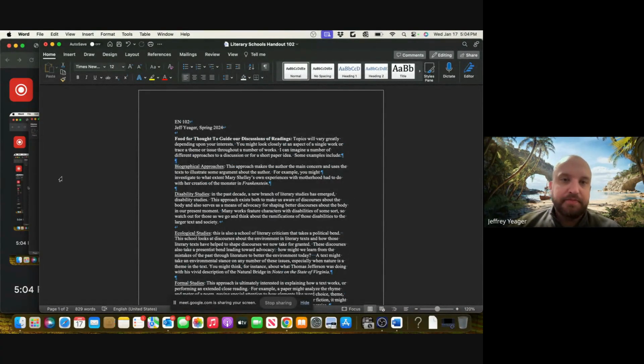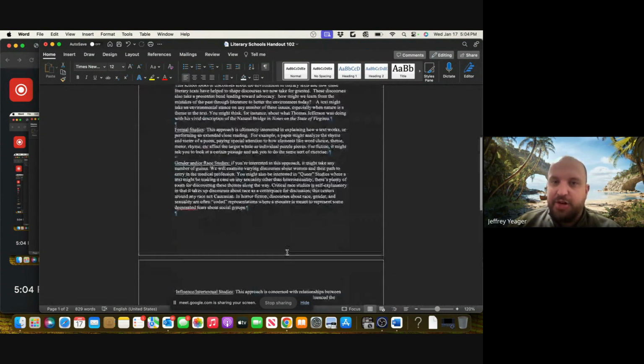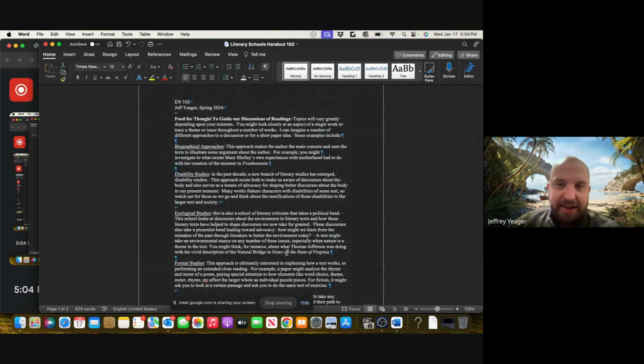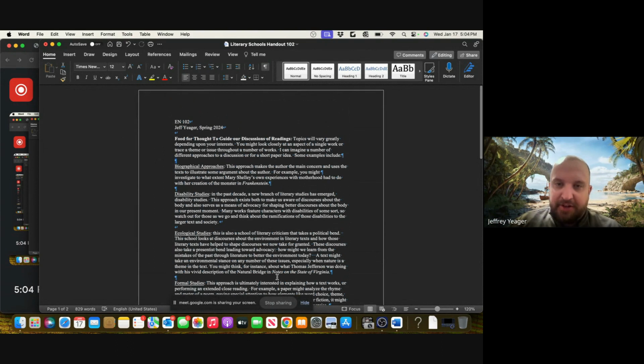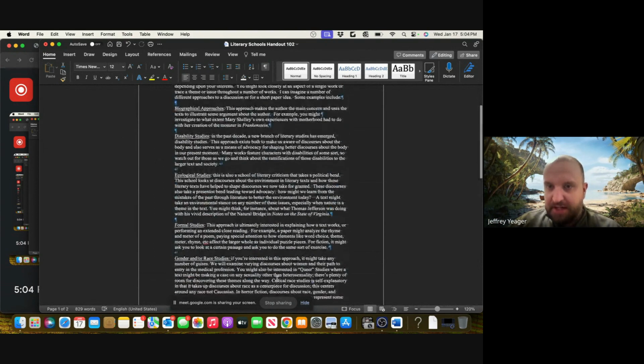This is my handout, and depending on what class you're taking with me, I'll tailor the handout accordingly to match the certain class. This particular one is for 102. I usually teach Gothic fiction in English 102.